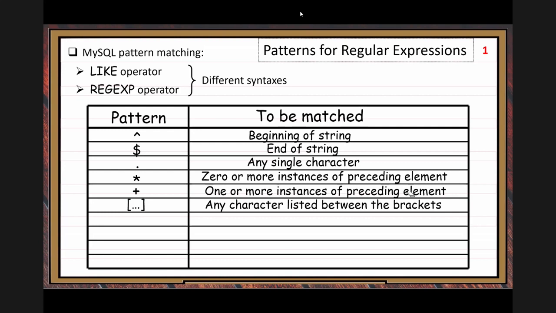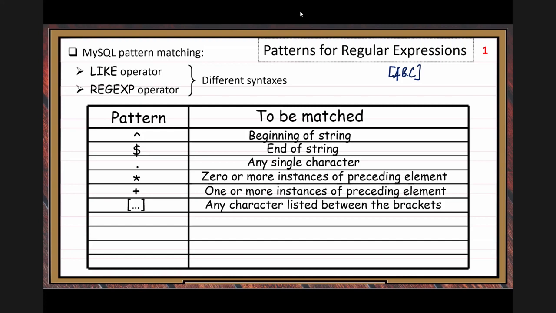Actually, this dot, dot, dot means you include a list of patterns inside a pair of brackets. You do not really use the dot, dot, dot. You need to provide the pattern description inside the brackets: any character listed between the brackets. For example, here I can use A, B, C inside a pair of brackets. That describes one single character that should be chosen from A or B or C, one of the three characters.